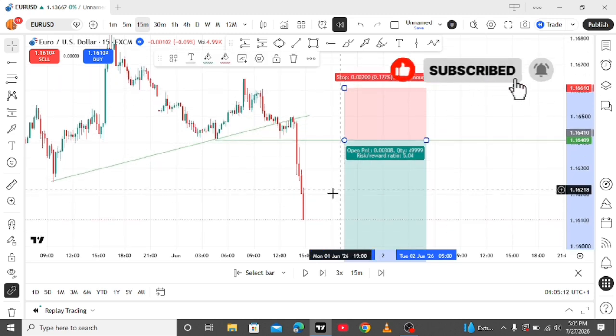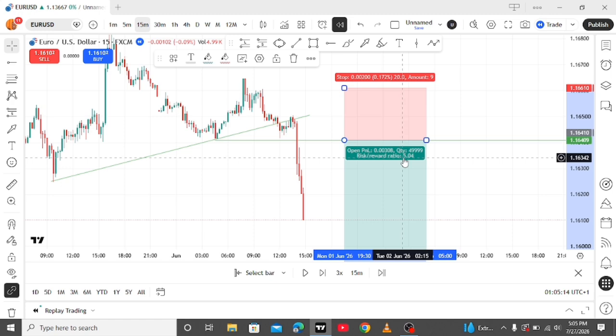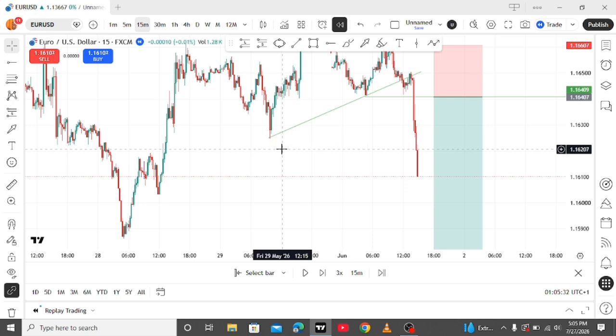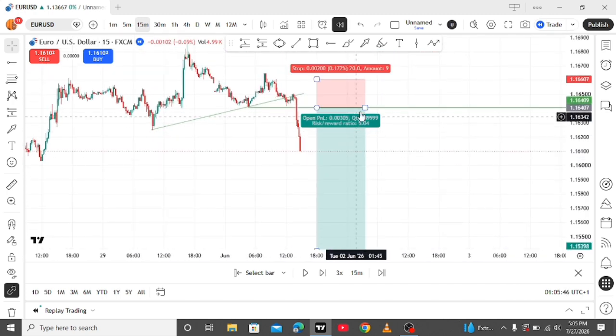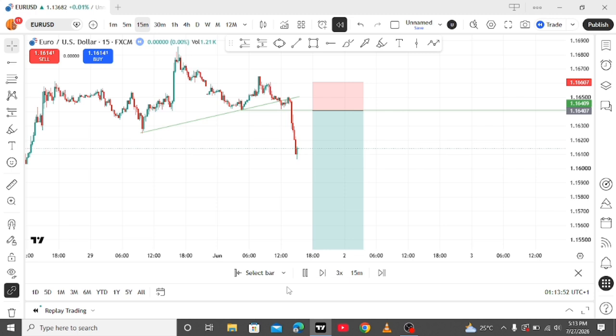Look at this right here, this risk to reward of 5. So we're gaining times 5 of what we're risking. So all we're waiting for right now is a retracement to the upside to activate our sell order. So let's see how this goes.